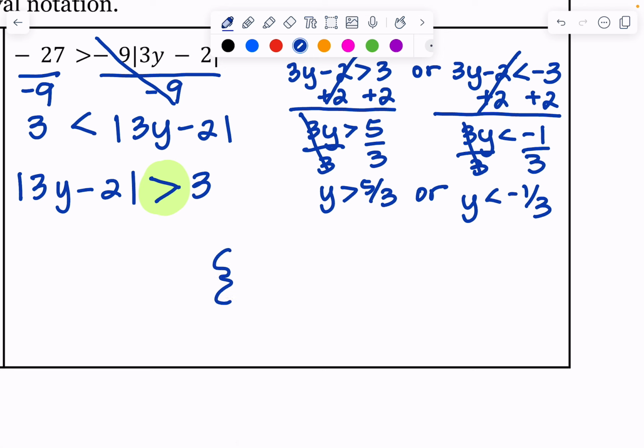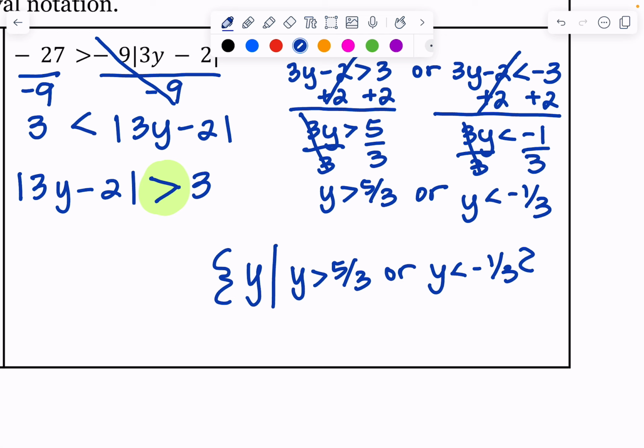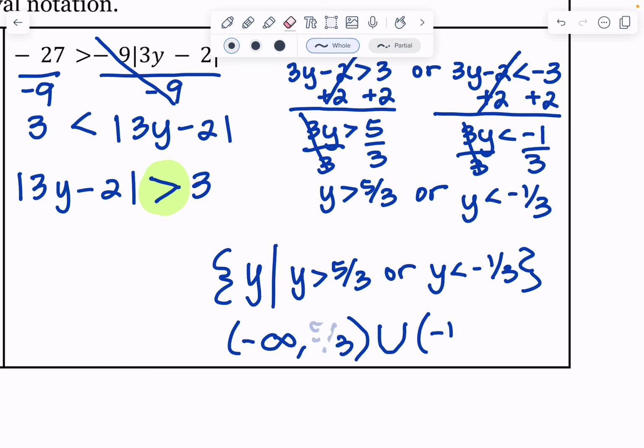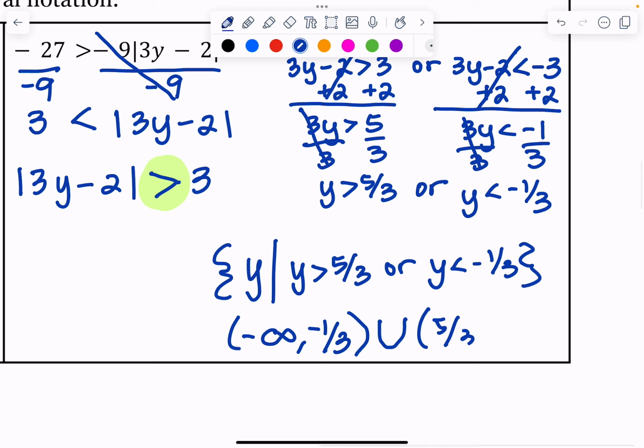And so if I wanted to write that in set notation, I'd have y such that y is greater than 5/3, or y is less than -1/3. And then interval notation, we would have -infinity to 5/3, curved parentheses because it's not included. Union is like the mathematical or. Sorry, negative 1/3. I did that backwards. We've got negative infinity to negative 1/3 union, all over the place, sorry, 5/3 to positive infinity because we've got this greater than here with the 5/3.